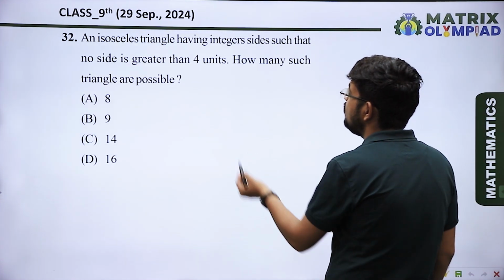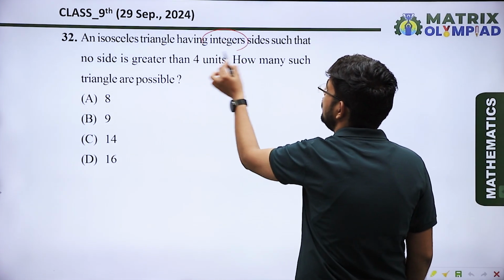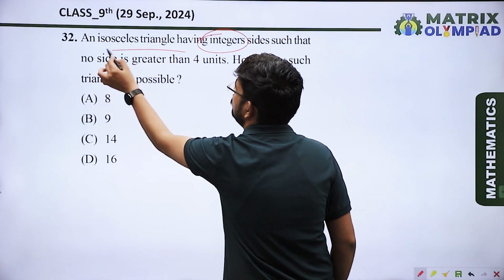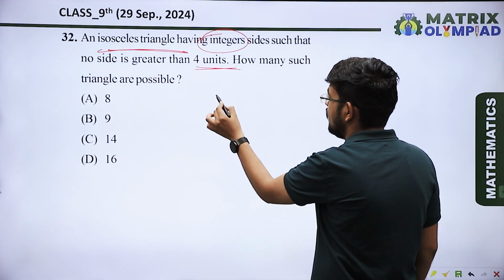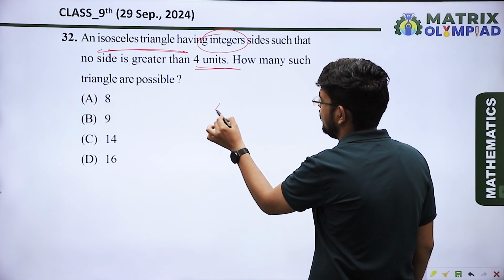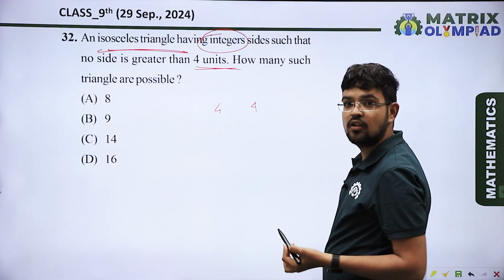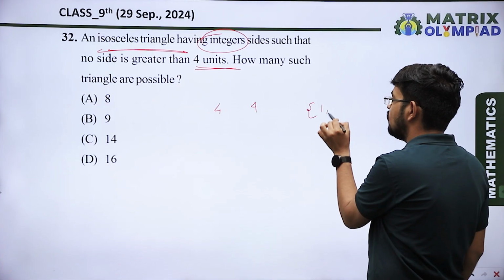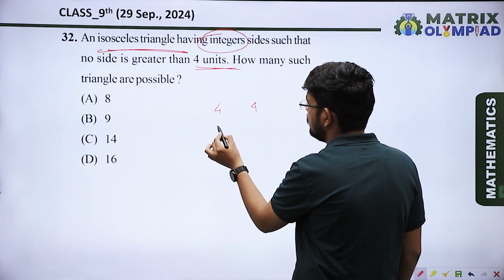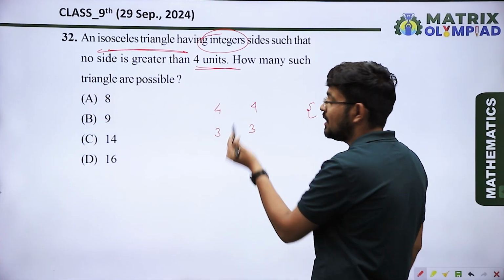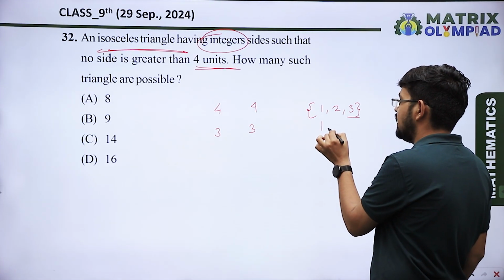See, if we take a triangle, the side should be an integer and it should be an isosceles triangle, with side not greater than 4. Just assume the equal sides you are taking are 4, 4. So the other side may be 1, 2, 3. Okay, it is possible.